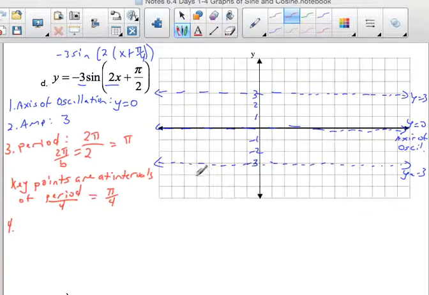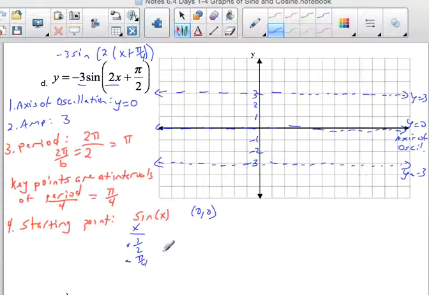And let's find the starting point so we know how to set up our x scale. For the starting point, we're going to take an easy point on the parent function, which is sine x. A nice point on sine x is 0, 0. And then we're going to transform that point. So we're going to see what's happening to x in our new sine function. x values are going to be multiplied by 1/2 because of this 2, and then they're going to be shifted left pi over 4. So we're going to have to subtract pi over 4. If I multiply 0 times 1/2, I'm still at 0. And then I subtract pi over 4 from x, so I'm at negative pi over 4, comma 0.